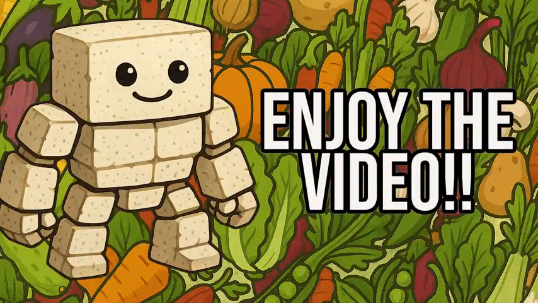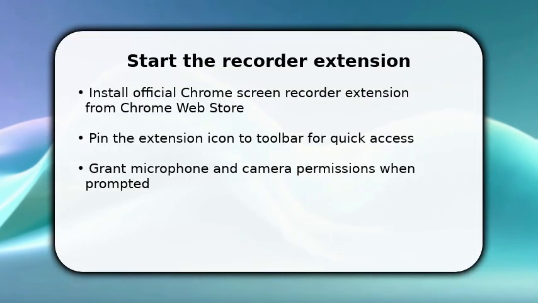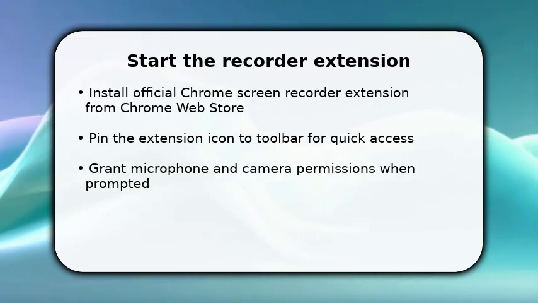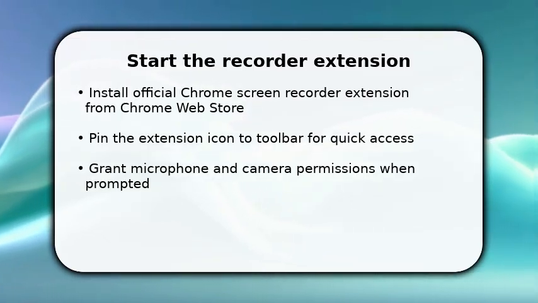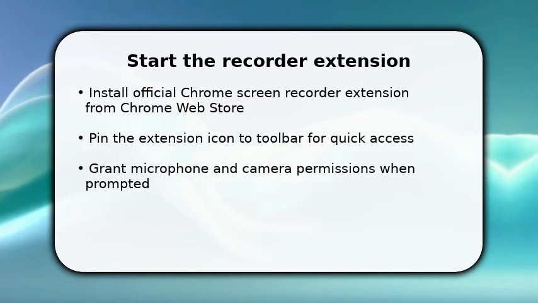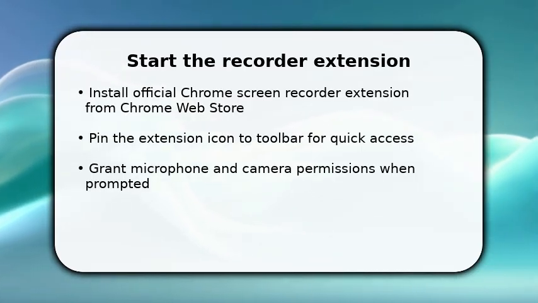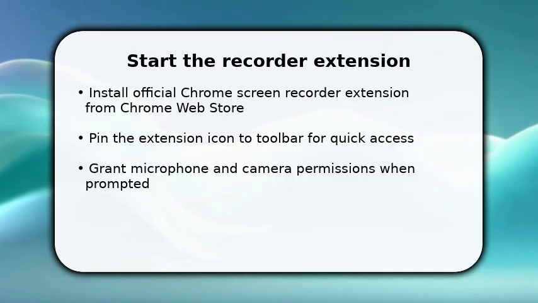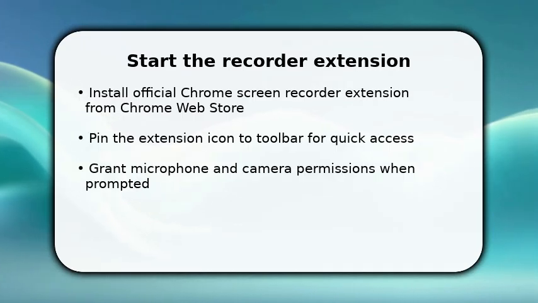Please enjoy the video. You'll begin by opening Chrome and adding the screen recorder extension. Do that now and pin it to your toolbar so it's always visible. Once installed, click the extension icon and allow microphone and camera access. This enables voiceover and webcam overlay. Make sure you choose Share System Audio if you need internal sound.